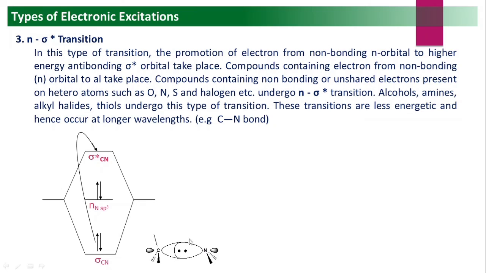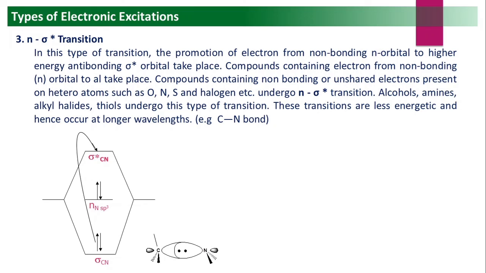This is possible only if the compound contains non-bonding or unshared electrons present on heteroatoms such as nitrogen, oxygen, sulfur or halogen, which undergo n to sigma star transitions. For example, alcohols, amines, alkyl halides, thiols undergo this type of transition. These transitions are less energetic because the energy gap is very small, and hence occur at longer wavelength.